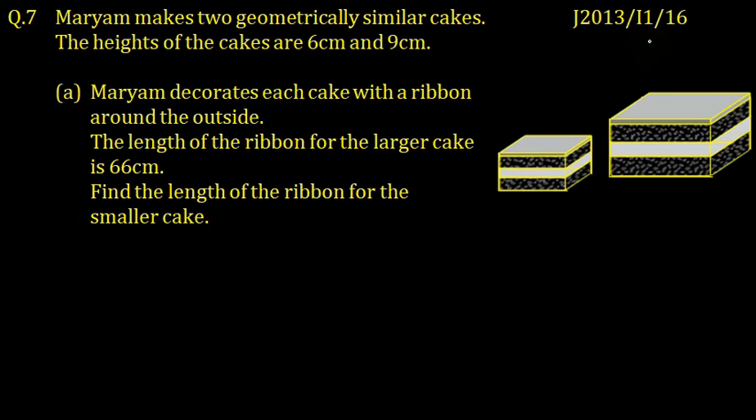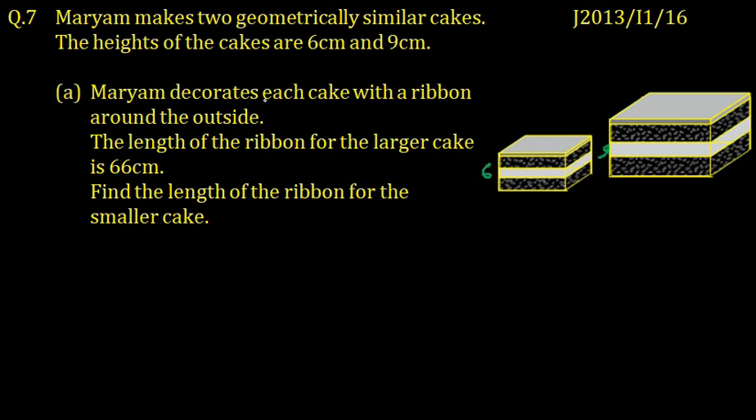Question number 16, paper 1, variant 1, June 2013. Mariam makes two geometrically similar cakes. The heights of the cakes are 6 centimeters and 9 centimeters. So this height is 6 and this height is 9.